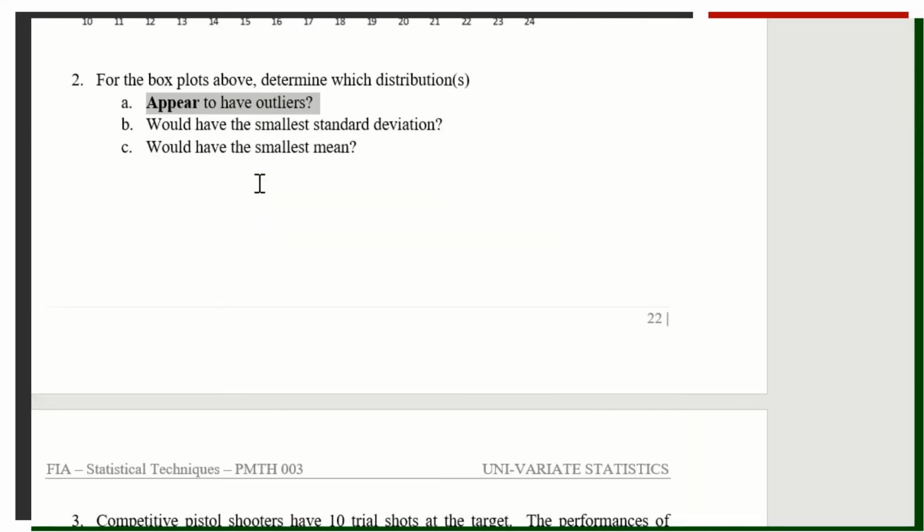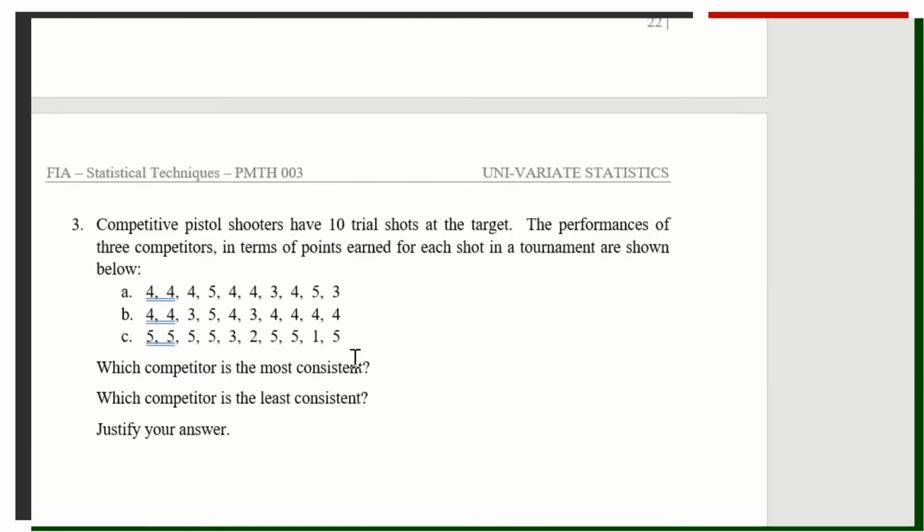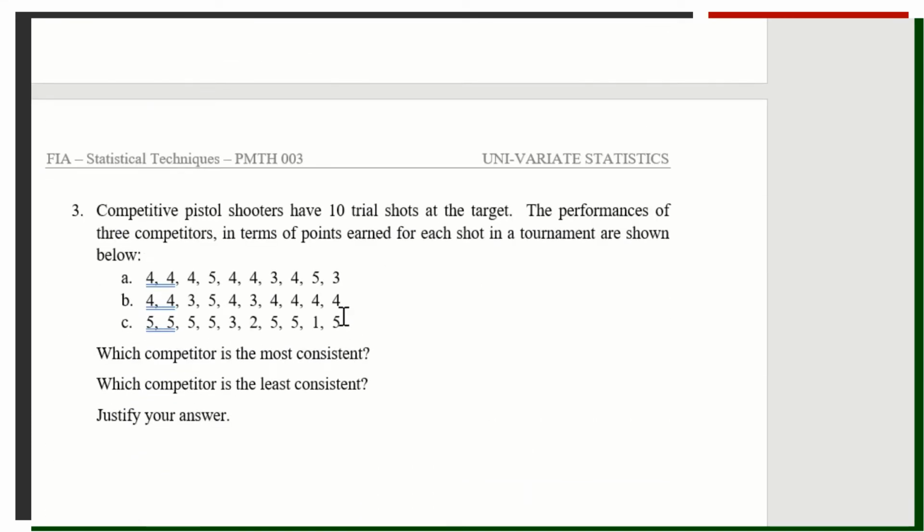Okay, so this is how you answer the questions. This is how you take a look at it. So question 3, competitive pistol shooters. We've given you the answers here. We're asking you consistency. When they're asking you for consistency, what you want to find is standard deviation. The bigger the standard deviation, the least consistent. The smaller the standard deviation, the most consistent.